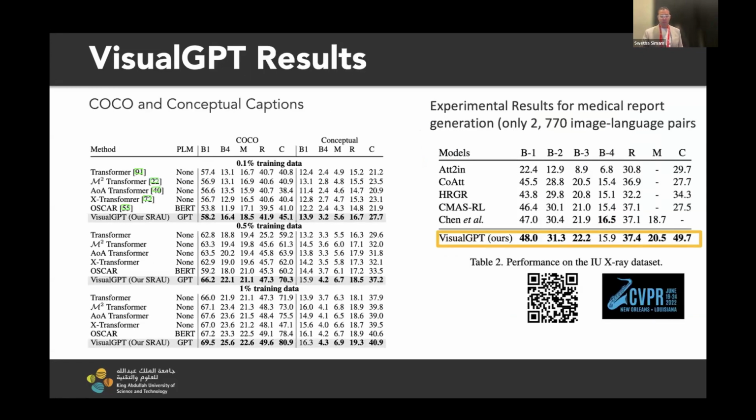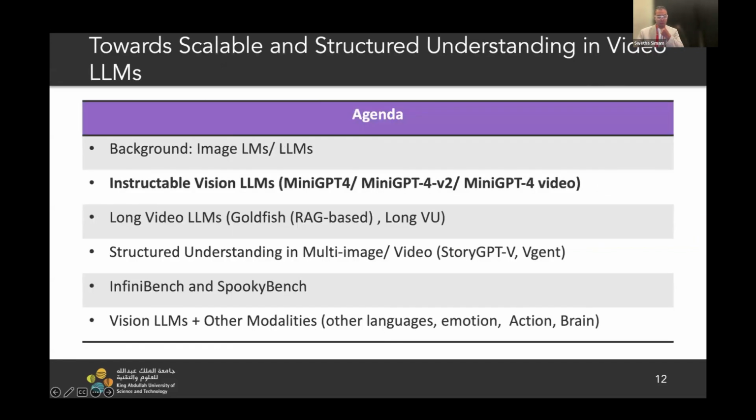This enables it to perform quite well on a limited amount of data. As you can see here, VisualGPT enabled the model to perform with only a few thousand examples on medical report generation, at a CIDEr score of 49% compared to 27% at that time.